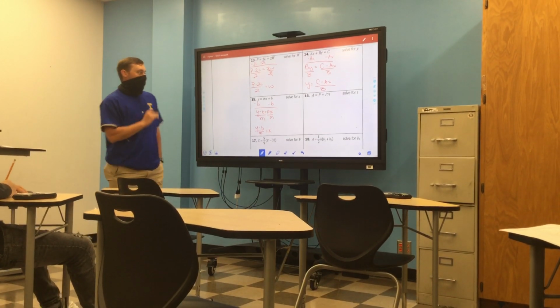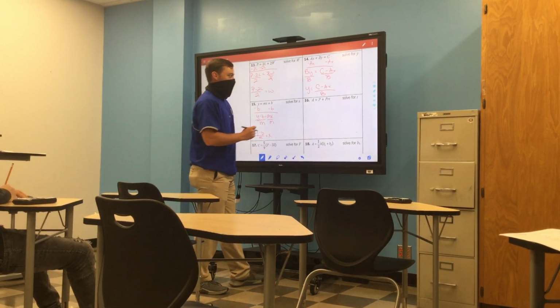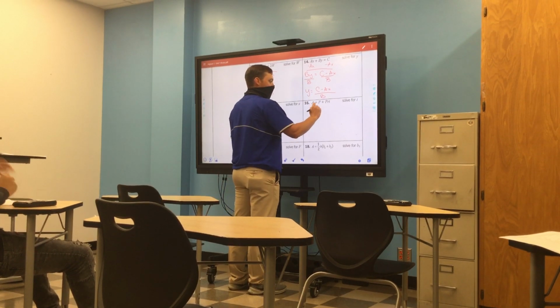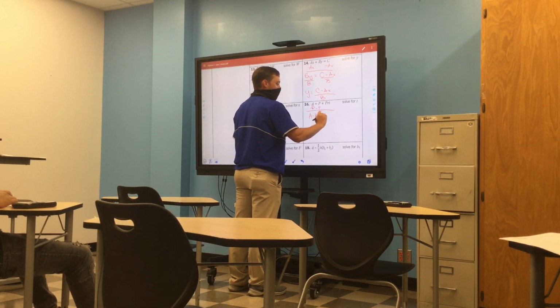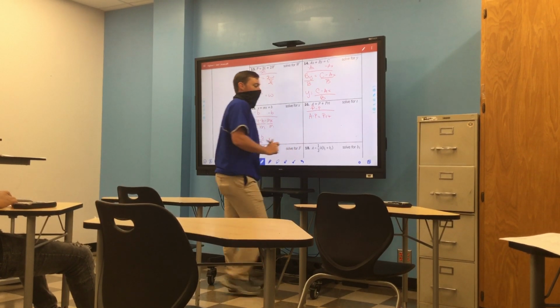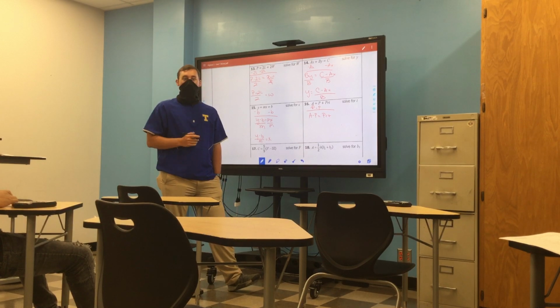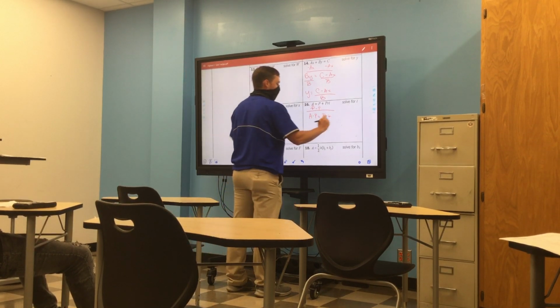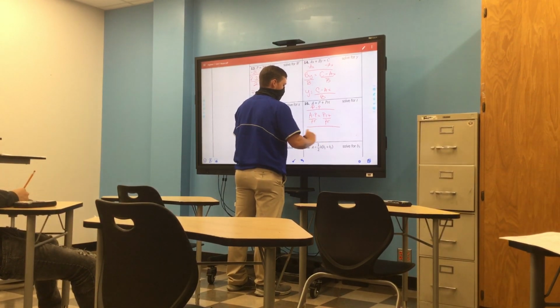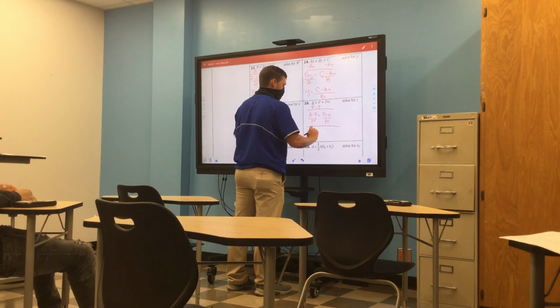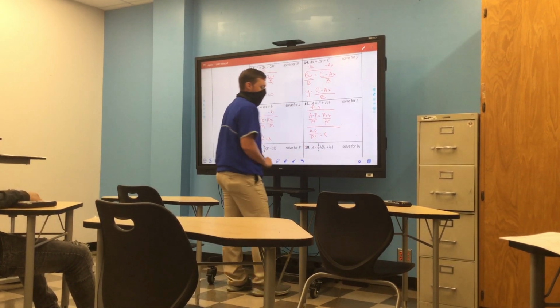Alright, solving for T on 16, my first step is to subtract P. So we'll have A minus P is equal to PRT. Then you're going to divide by PR. And so you get A minus P over PR is equal to T.